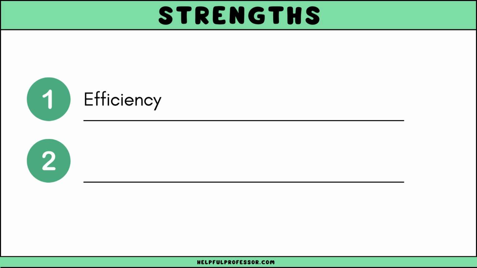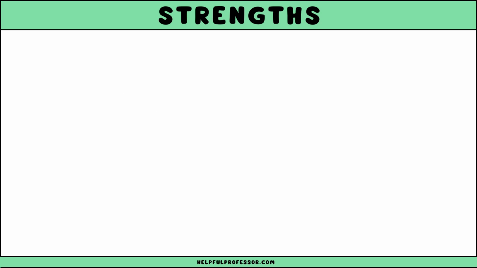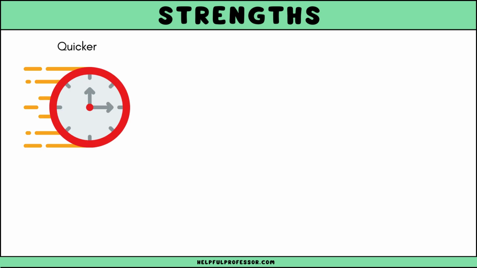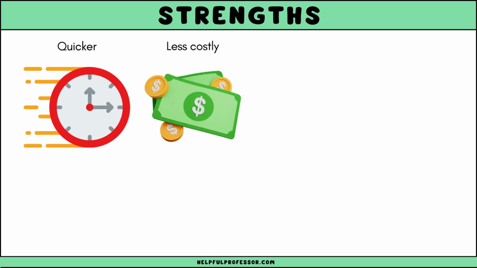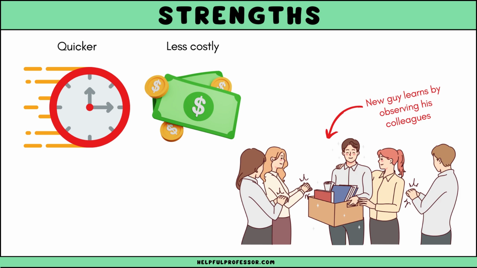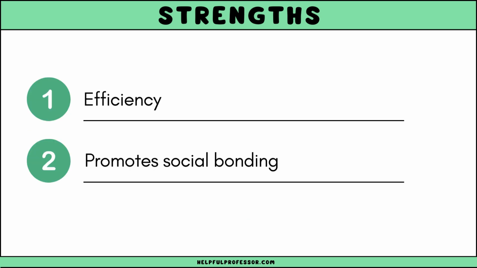One strength of observational learning is its efficiency. Learning by watching others can be quicker and less costly than trial and error learning. For example, in a work environment, new employees can learn job skills by observing experienced colleagues, speeding up their training process. Another strength is that it promotes social bonding.